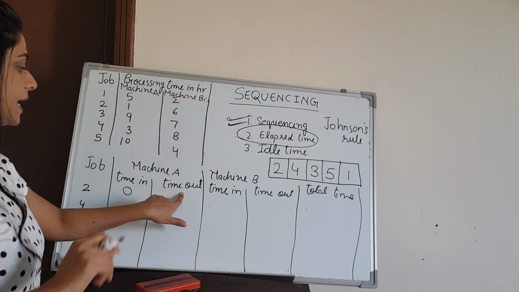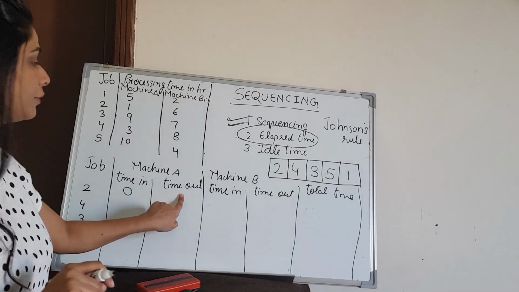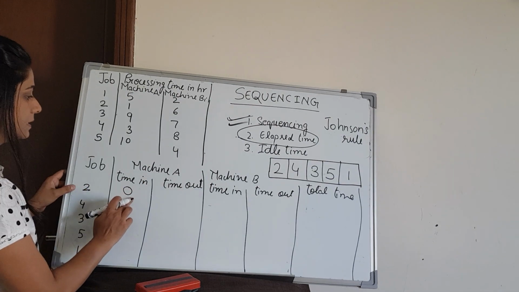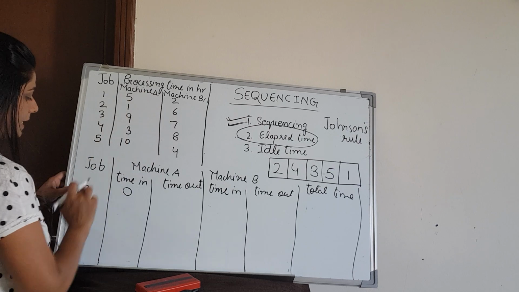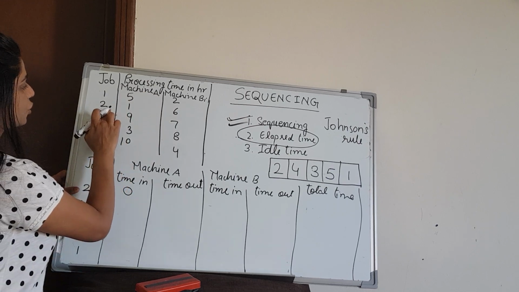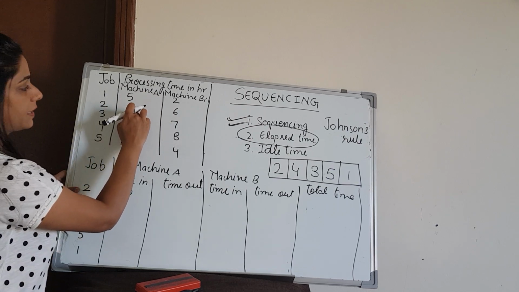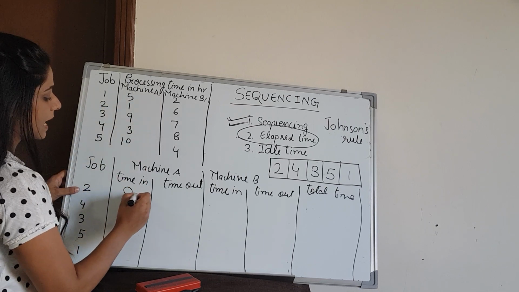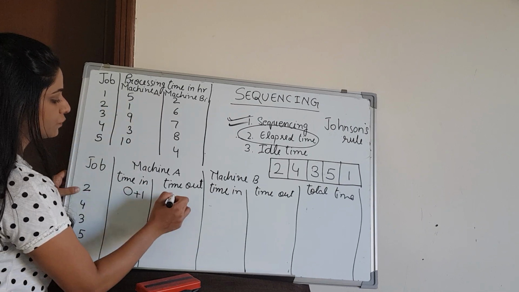Now, time out. Just pay attention here to how we will calculate this time out for machine A. So time in for machine A, second job. Now we will check 1 hour. Machine A is completing the second job in 1 hour. So we will add this one here. So 0 plus 1, 1.